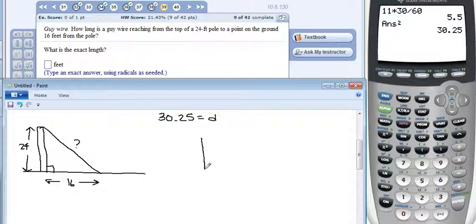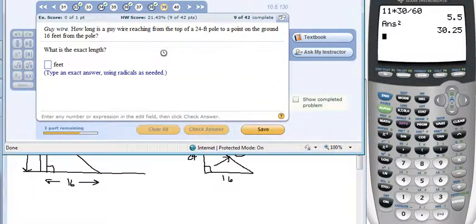Again, we can pull that off to the side. It forms a super nice right triangle with a missing hypotenuse. You know how to do that. Type an exact answer using your radicals. Piece of cake.